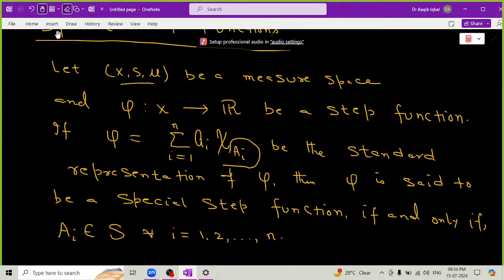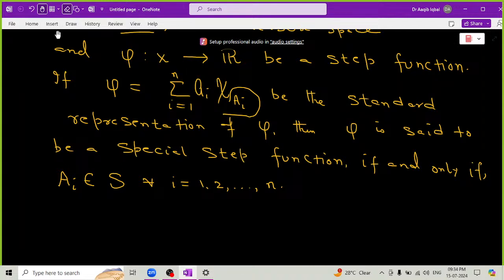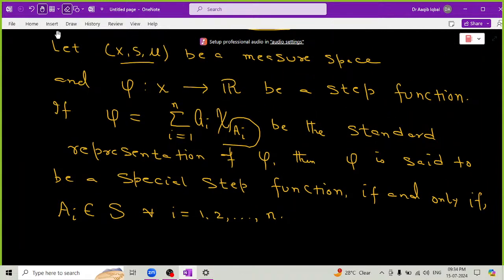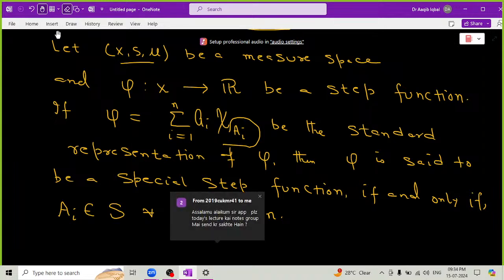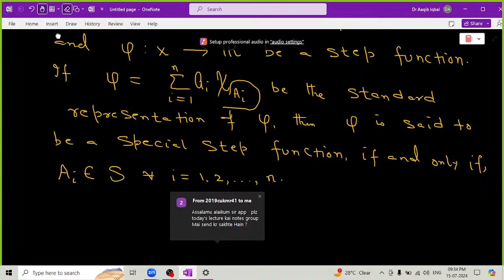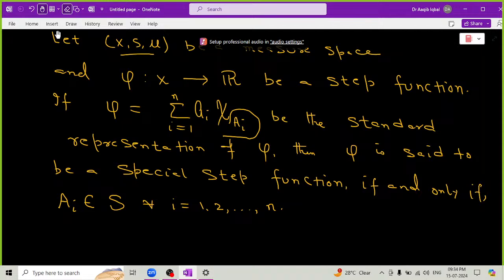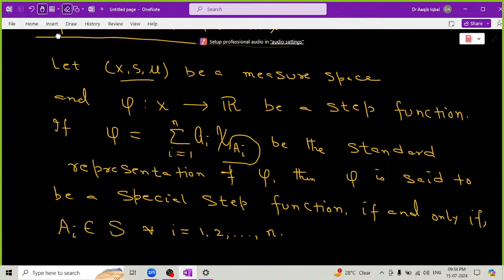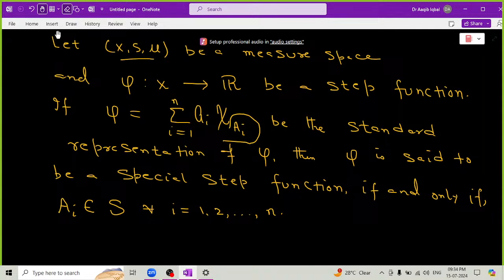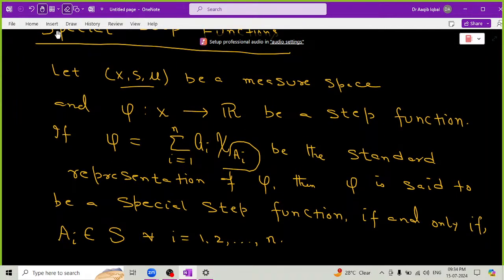ठीक है. स्टेप फंक्शन होने के लिए ऐसी कोई रिक्वायरमेंट नहीं है कि the level sets should be coming from semi-ring. हाँ, अगर वो लेवल सेट्स जो आप स्टैंडर्ड रिप्रेजेंटेशन में देख रहे हैं, अगर वो सेमी-रिंग से आ रहे हैं, then your step function is called a special step function. This is the definition. मैंने रिकॉर्डिंग करी है इसकी, नोट्स की जगह मैं डायरेक्टली इसकी वीडियो रिकॉर्डिंग आपको दूंगा. ठीक है.